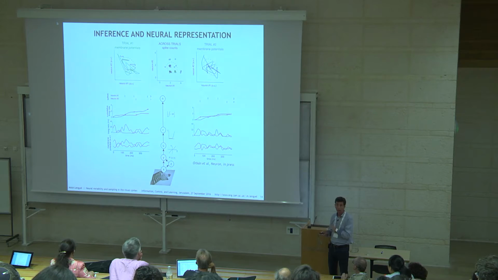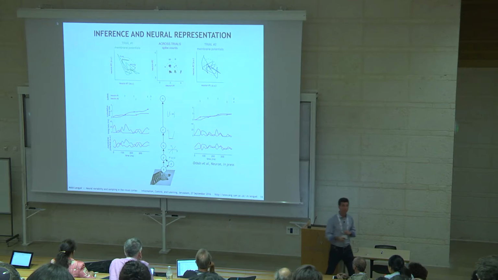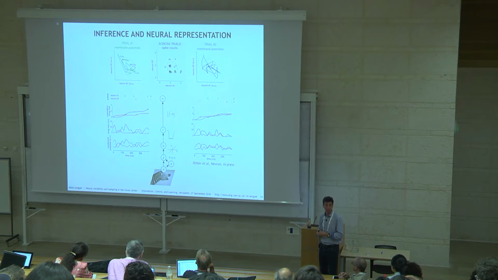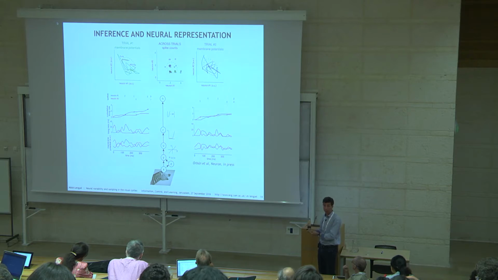I present the same image to an animal. Well, we don't do that. Experimentalists have done it for us, but we use the same kind of stimuli that they did. They present the same stimulus to an animal and record memory potential distributions or spike count distributions. And we can compare the theoretically predicted response distributions to the experimentally recorded distributions one to one.